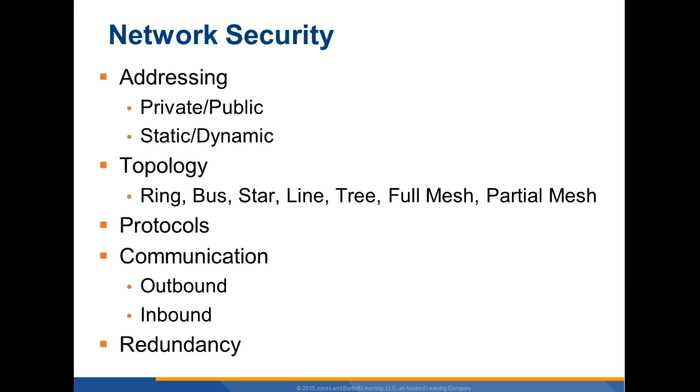Our topology, whether it's a ring, a bus, a star, a line, which is similar to a bus, a tree, full mesh or partial mesh. Full mesh allows all of the nodes to communicate, but of course, as we know from the way it's calculated, it becomes a nightmare in terms of how many connections there have to be in order to have a full mesh network. And of course, a partial mesh may not allow full connectivity.